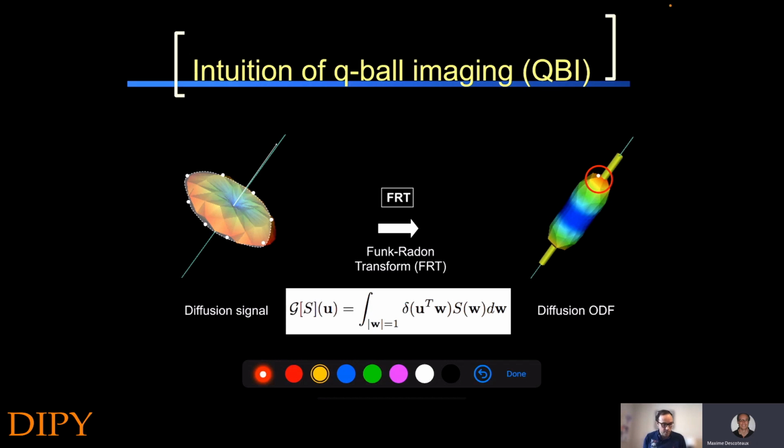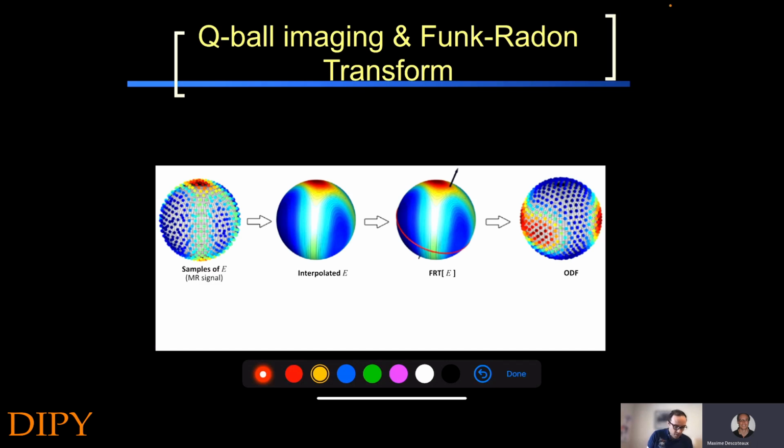So David Tuch, in his famous QBall imaging paper, showed the world that it was possible to transform the diffusion-weighted signal on the sphere using this Radon transform. Why Radon? Because it looks like computed tomography, which also does a Radon transform, but now it's on the sphere, so that's why the Funk-Radon comes into play. And so given a diffusion-weighted signal here, that we can extrapolate on a big sphere, we compute great circle integrals to get here diffusion ODFs. And this is the QBall imaging technique and model.